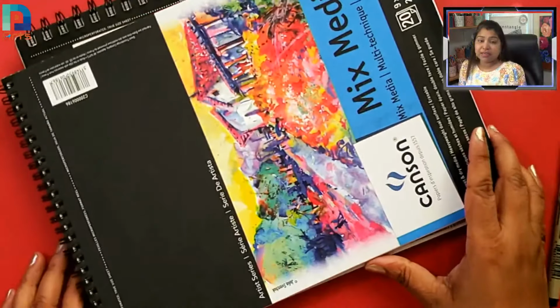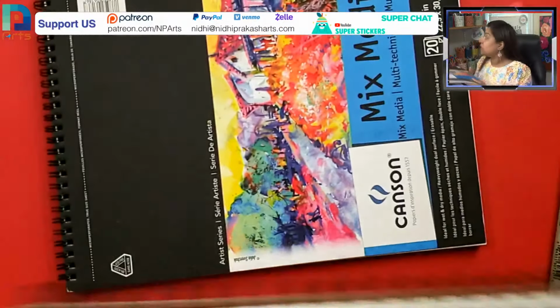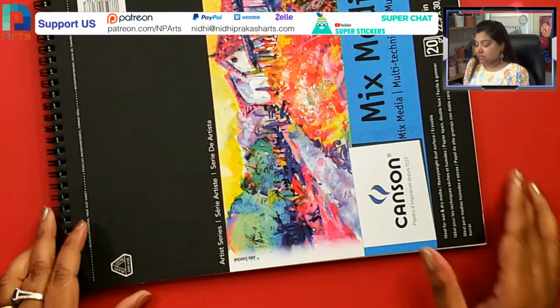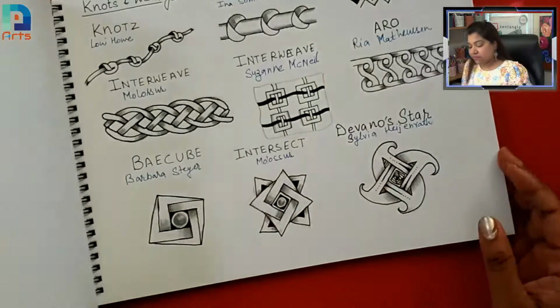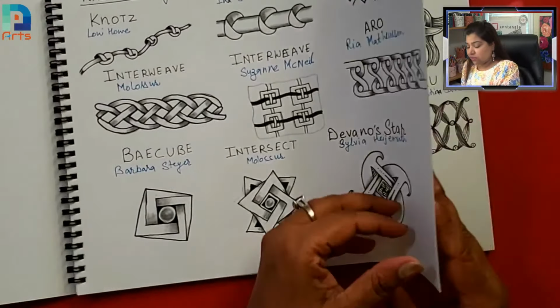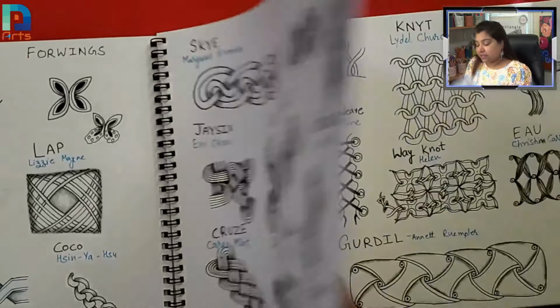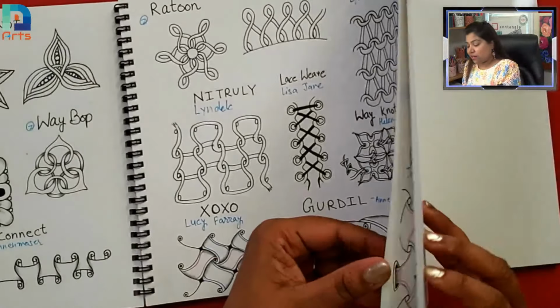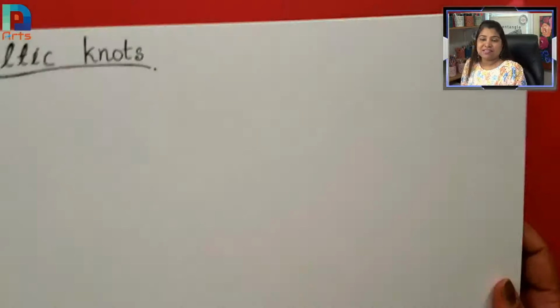I started one more pad because I kind of filled this one for the last category, that is the knots and weaving. This is the knots and weaving tangles journal, and today we are going to start the Celtic knots.